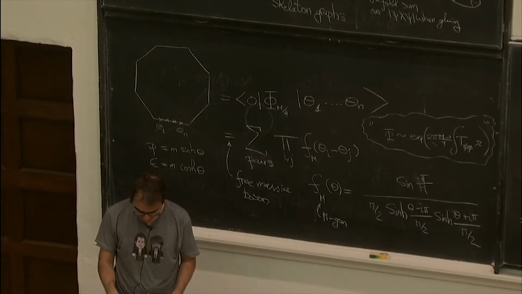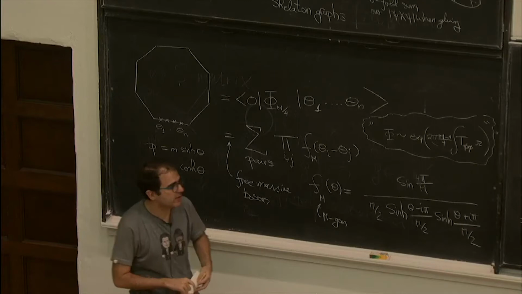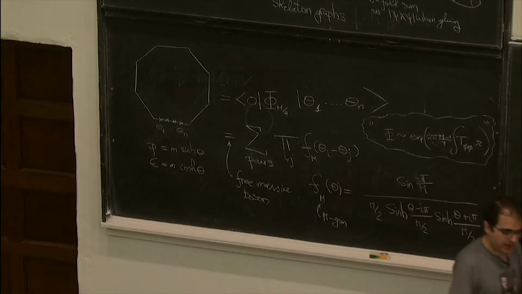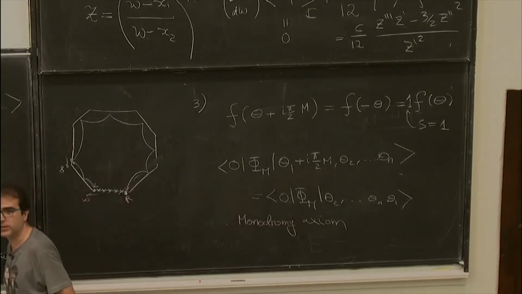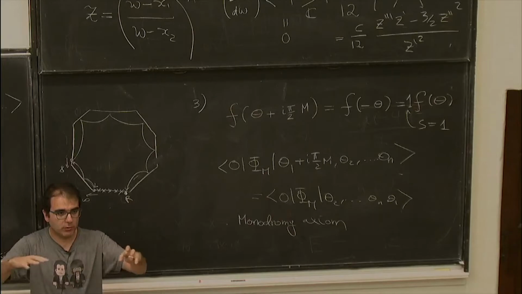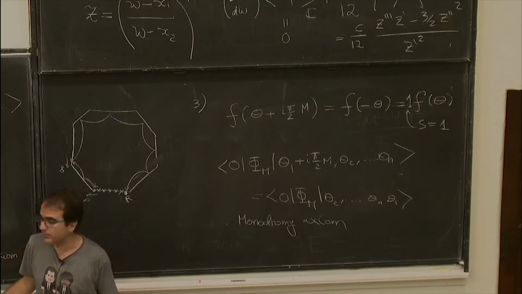So now I would like to do two computations with these objects to give us some experience of gluing them. So we computed this form factor. Now it would be nice to use this form factor to compute some correlation function exactly, to see how this gluing works and what happens when we put two polygons together and start gluing them.